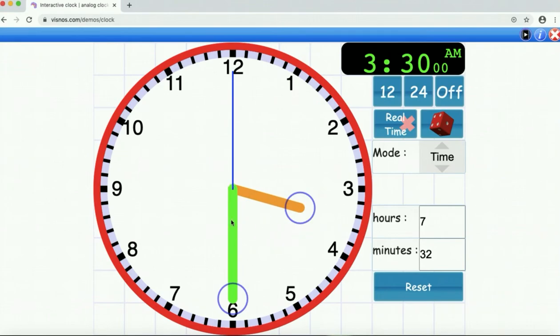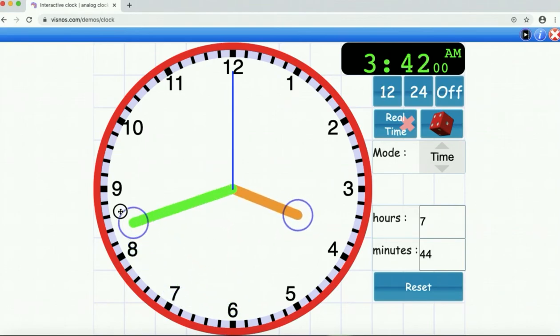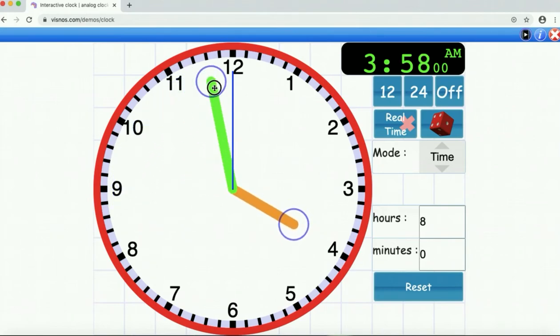Now we are at half past 3. Let's see what is 30 minutes after half past 3. Come on, get started. So 5, 10, 15, 20, 25, 30. Got it? So we reached 30 minutes. And now where do we stand? 4 o'clock. Okay?